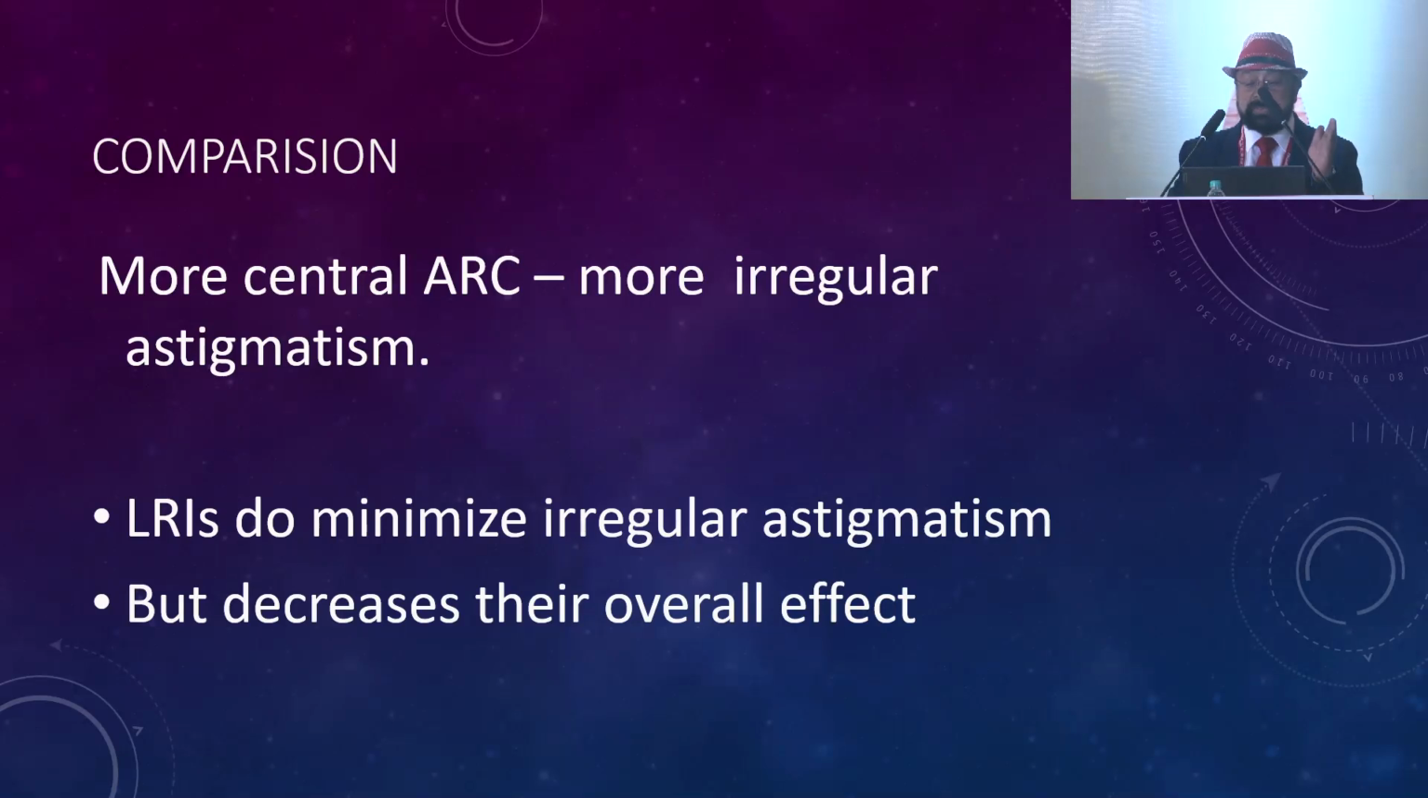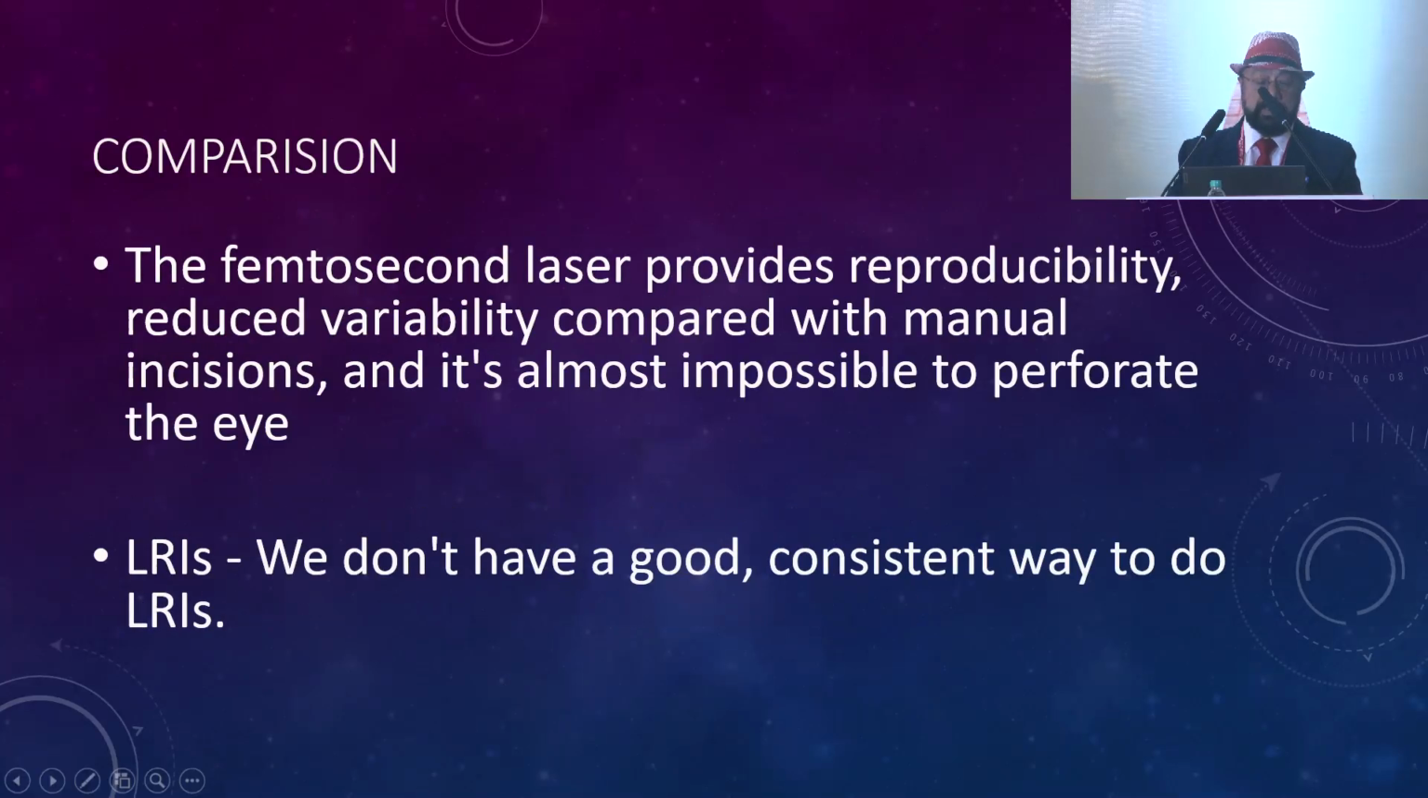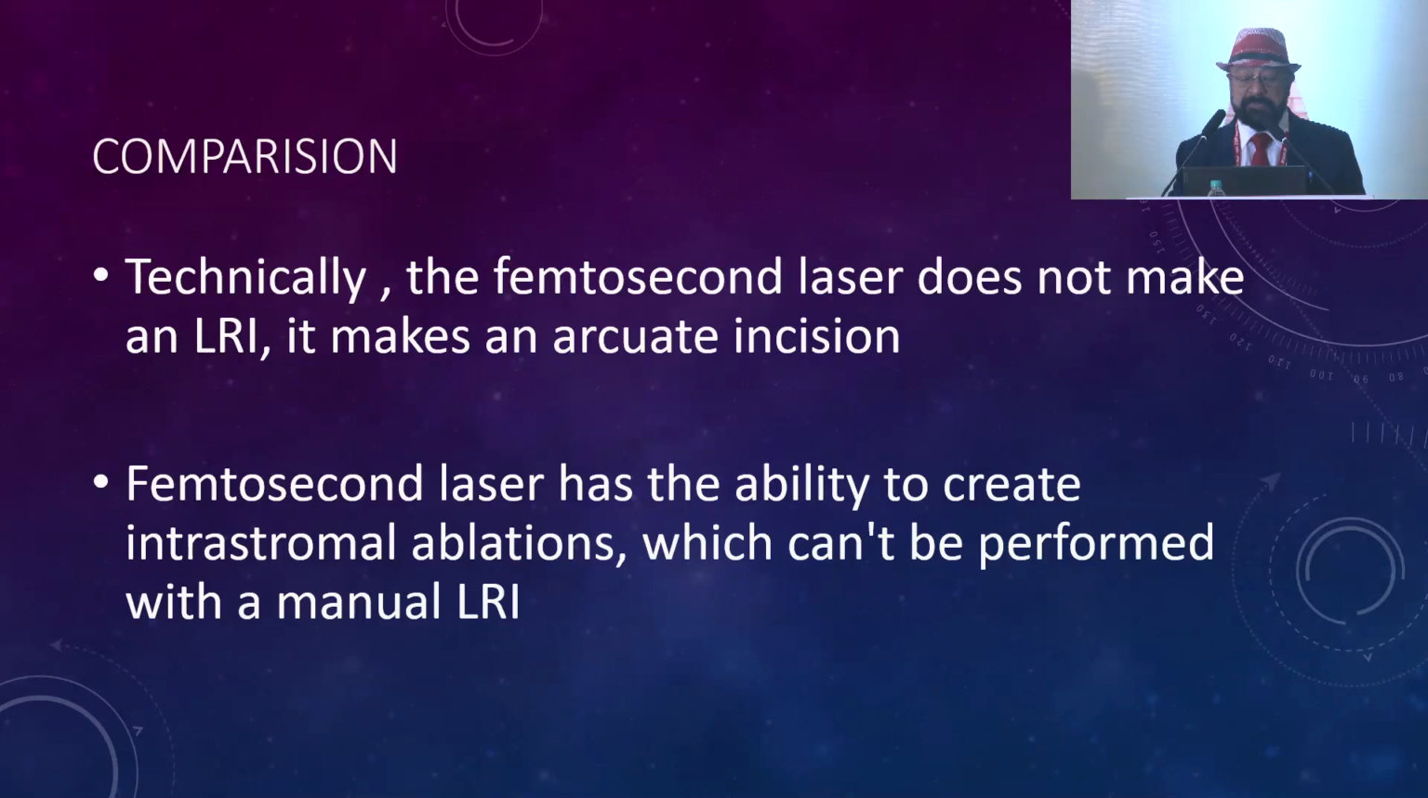If you go more towards the center, more is the irregular astigmatism created by the Arcuate incision. But if you go LRI, it gives you less impact, less effect. The femtosecond is reproducible since it's done by the laser, and you never perforate. The LRIs are never all that consistent. Technically, the femtosecond incisions are not LRIs, they are Arcuate incisions.